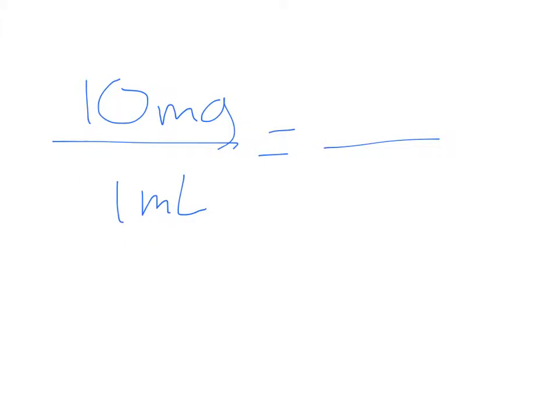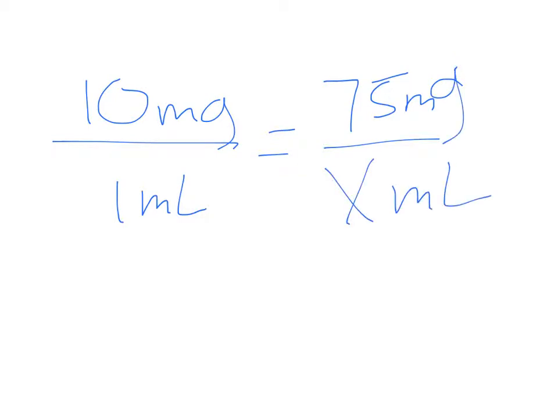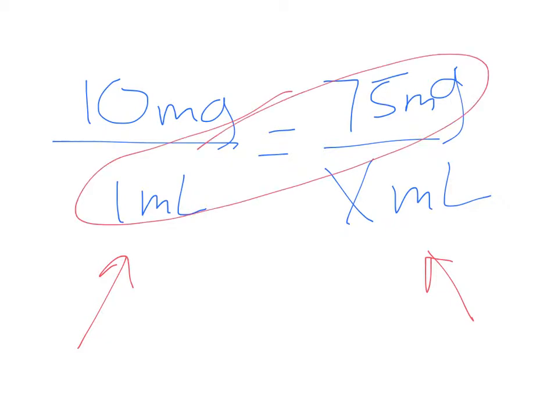The other side is the question being asked, which is asking me if I need to give 75 milligrams, how many milliliters do I need to administer? So you can see, once again, I followed my same two rules. There's the known, there's the unknown, and my units match up. So I'm going to cross multiply the side opposite of my x and divide by my last number. So 75 divided by 10 gives me 7.5.